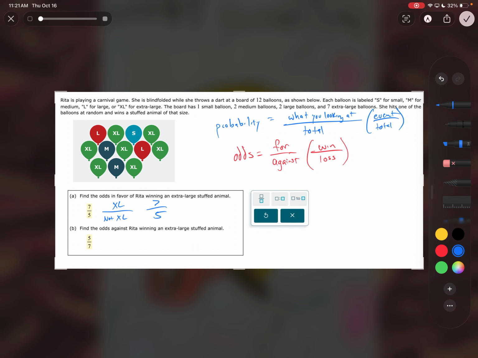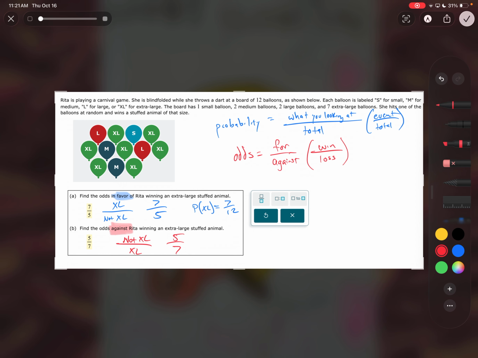Okay? So you don't do odds out of the total. The probability of getting an XL would be 7 out of 12. The odds in favor of getting an XL would be 7 out of 5, because you do the 7 versus the ones that aren't. Now this one said in favor of. The next one says against, so that one just flips it. You would do the not XL over the XL. It would be 5 over 7.